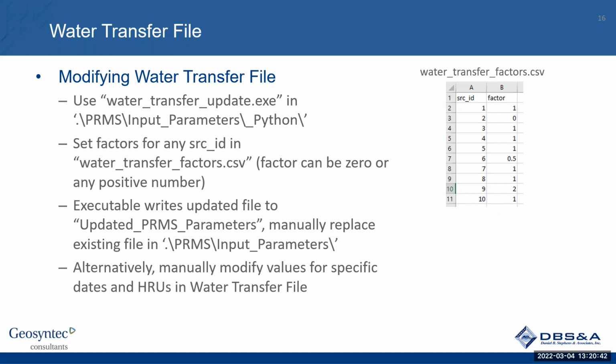And this will create a new water transfer file that you can use if you want to test something. But you don't have to do this. You can open this water transfer file in a text editor and manually change values for a specific HRU, or if you wanted to do it for a full region or a group of HRUs, you can do all that.